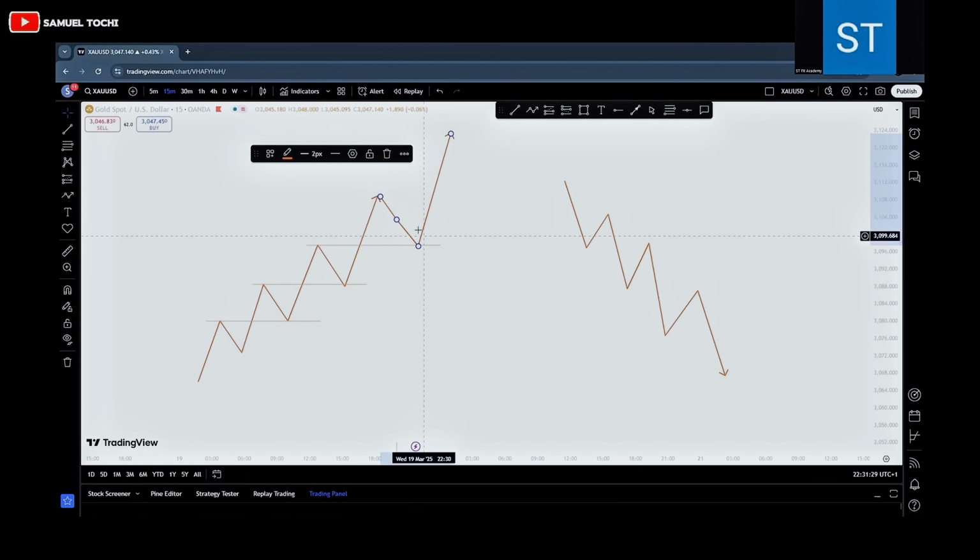Now, a strategy has different components that make it up. So we have things like the neckline break. We have things like candlestick patterns. The neckline break is also a chart pattern on its own. So I'll try as much as possible to explain this.